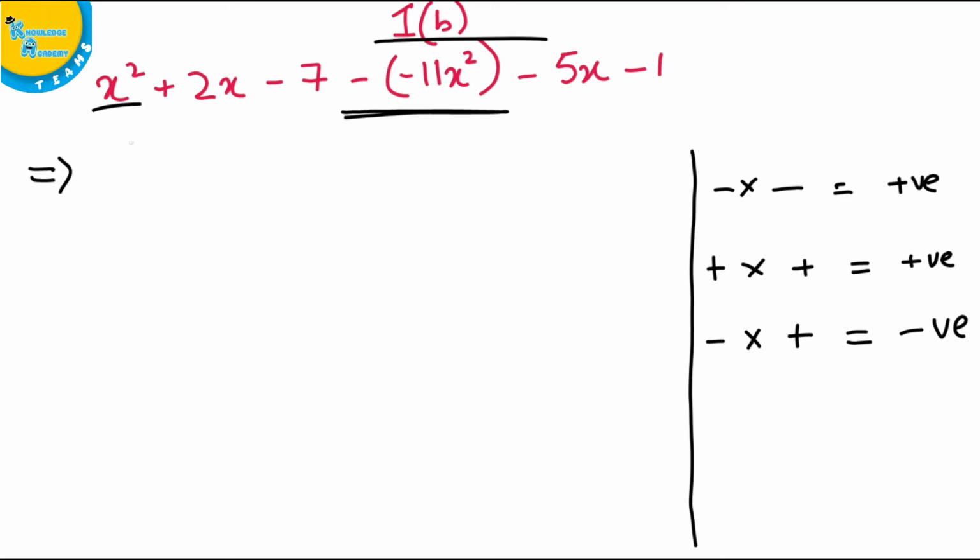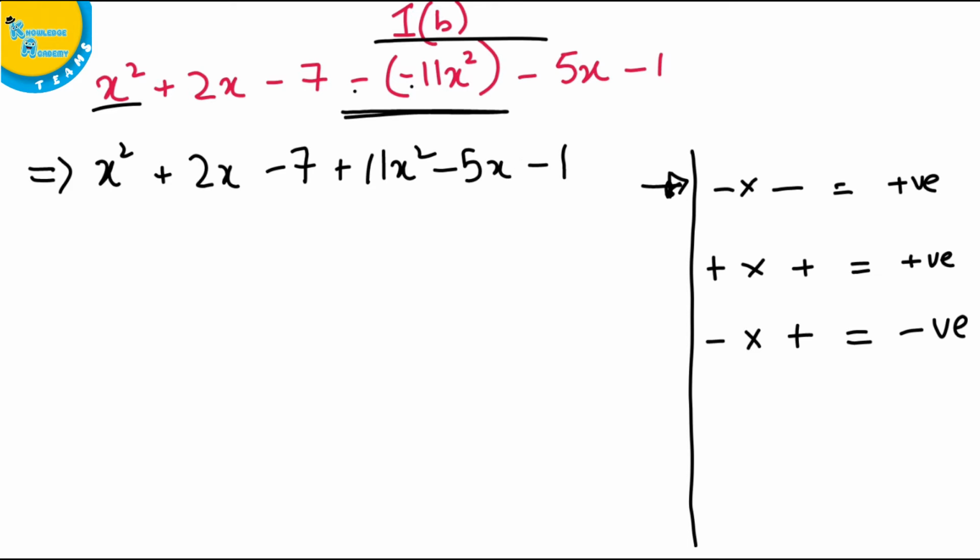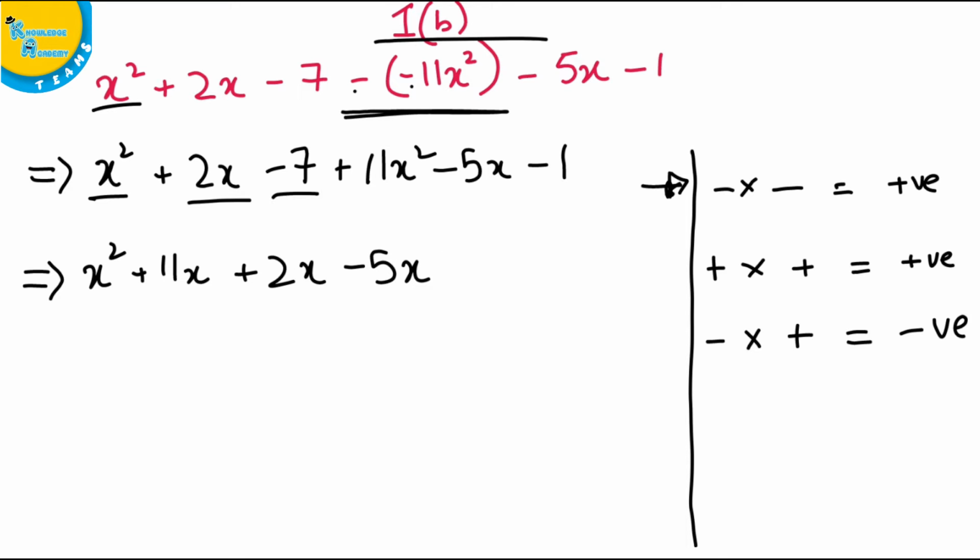Let's do them. So x squared, I'm going to write it down as it is, plus 2x minus 7, and here minus multiplied by minus sign would become plus 11x squared. See, this rule we are applying here, plus minus 5x minus 1. Now I'm going to gather all the like terms. So x squared plus 11x squared, then again 2x minus 5x, then minus 7 minus 1.